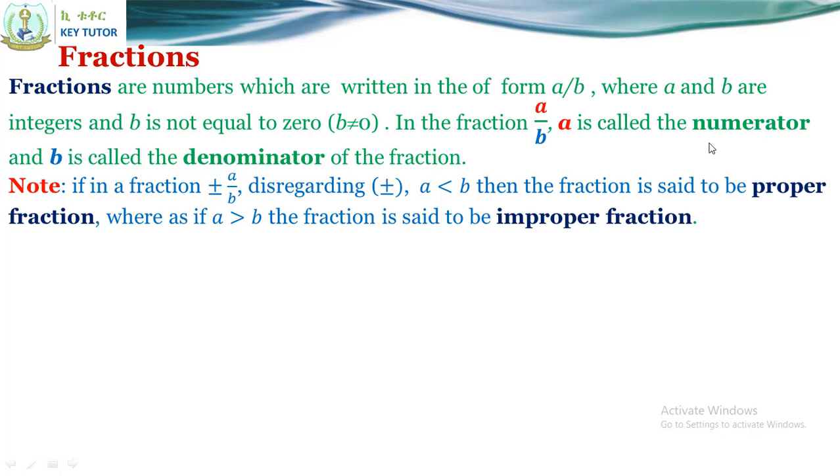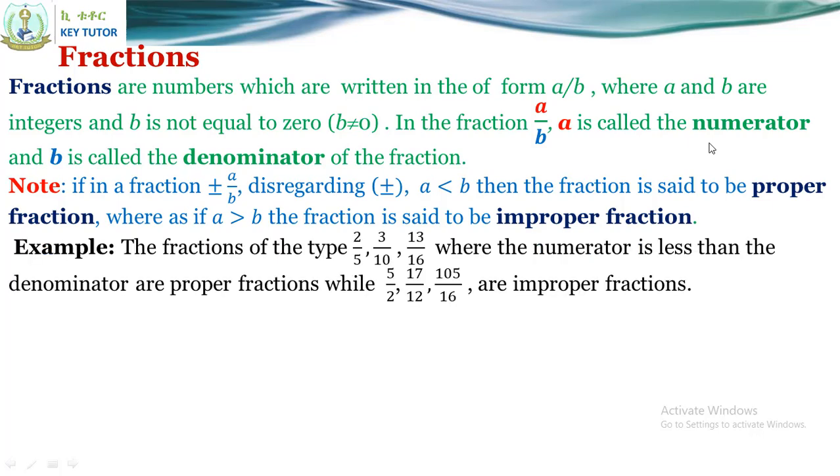Either of the signs you have for the fraction a over b, disregarding plus or minus, if a is less than b, then the fraction is said to be a proper fraction, but otherwise the fraction is said to be an improper fraction. Meaning, if a is less than b, the fraction plus or minus a over b is a proper fraction. If a is greater than b, the fraction is an improper fraction. Now let's take examples just to show what proper and improper fractions look like.